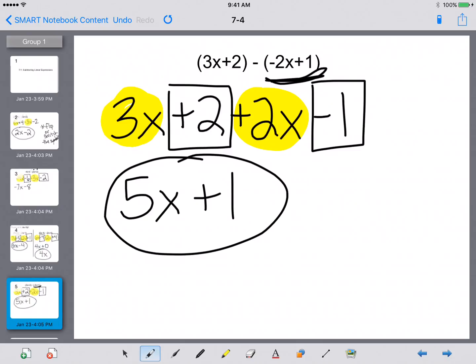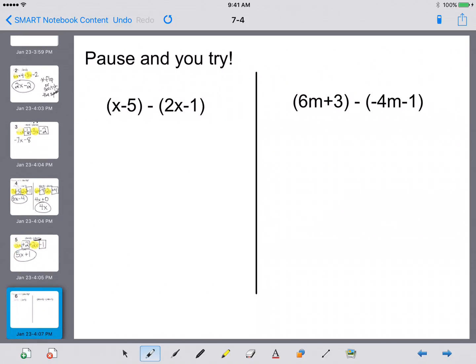Always remember, combined with means add. So you add whatever that symbol is. So plus a negative becomes subtraction. You can go ahead and pause these ones and try them on your own, just making sure that you're really following along with those symbols. It's very, very important that you pay attention to the details of the positives and negatives because that could make or break your problem. So pause it, try them, and then compare with me.